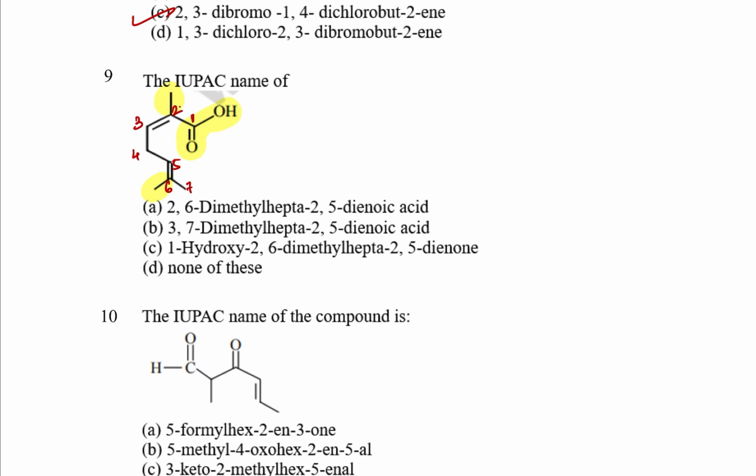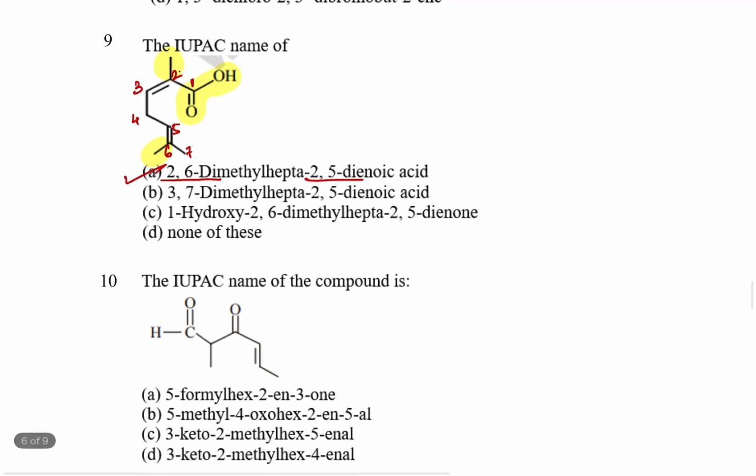Fine. So according to this, what should be the name? Hept will be the thing because 7 carbons are there. So second and 6th position, 2,6 dimethyl hept, 2,5 diene. Okay. So here what we see, substituents are present here, correctly mentioned. Hept 2,5 diene. At the second position and 5th position we have a double bond and oic acid. So the answer for 9th will be A. Okay, 2,6 we have substituent, 2,5 we have the multiple bonds.